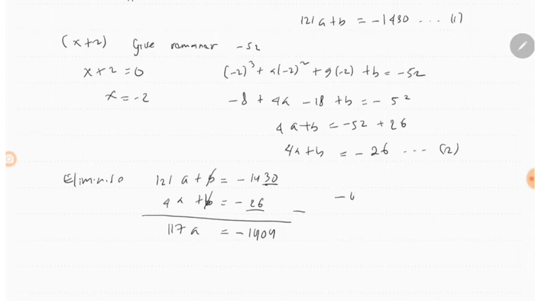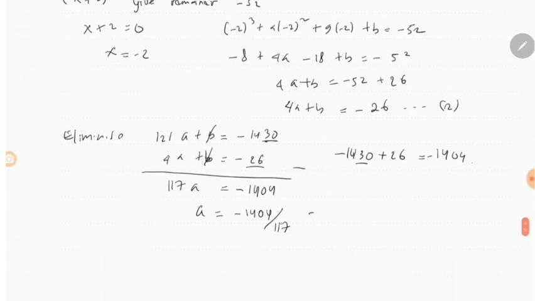So negative 1430 plus 26 is negative 1404. So your a equals negative 1404 divided by 117. So you have negative 12 for a.